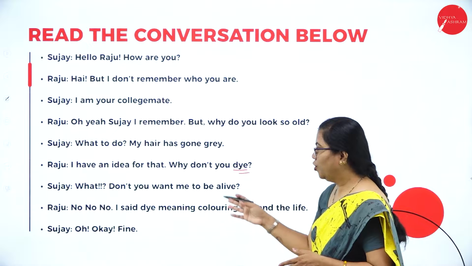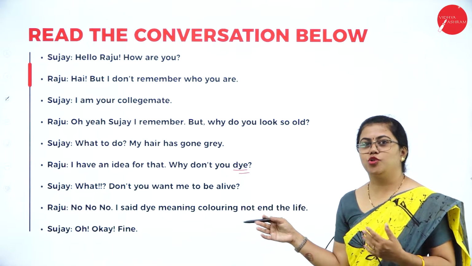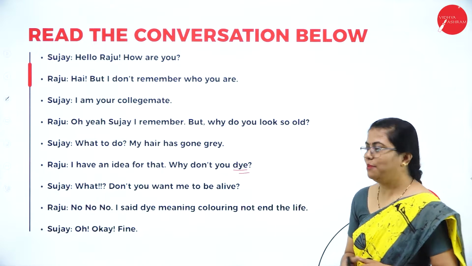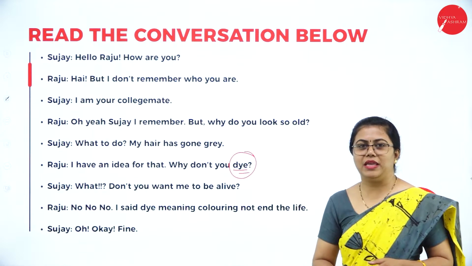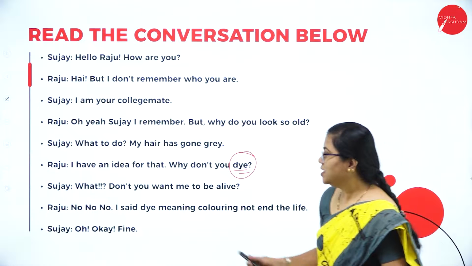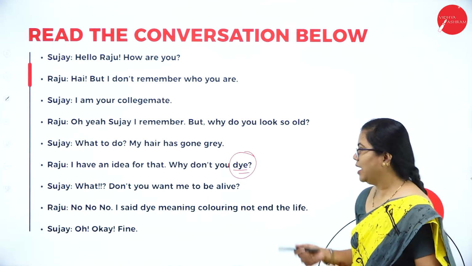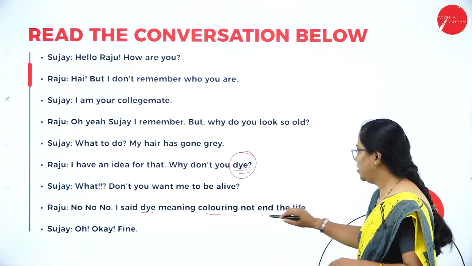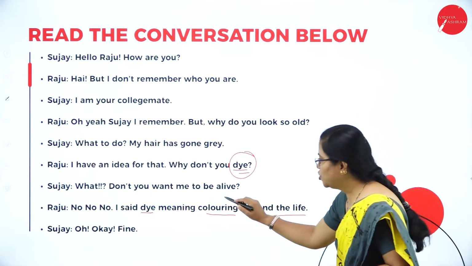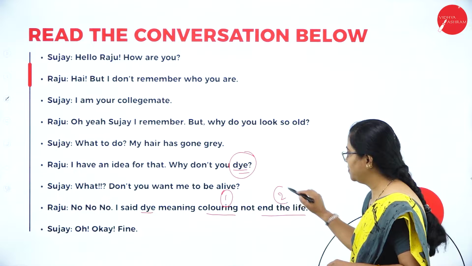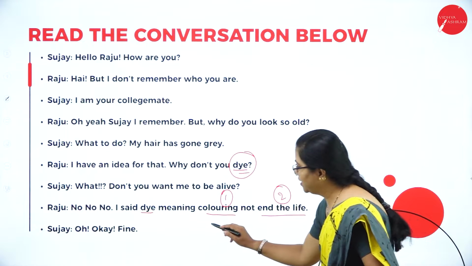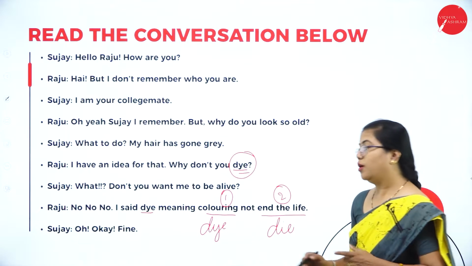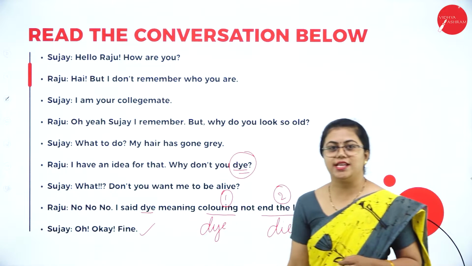What? Don't you want me to be alive? So he is surprised. He doesn't want him to be alive. What kind of a friend he is? Because he doesn't know the spelling and meaning of dye. Fine. Raju: No. I said dye, meaning coloring, not the end of life. So there are two meanings for dye here, isn't it? But again, the spelling is different. It is dye, it is die. Oh, okay, fine. So finally Sujay has understood.